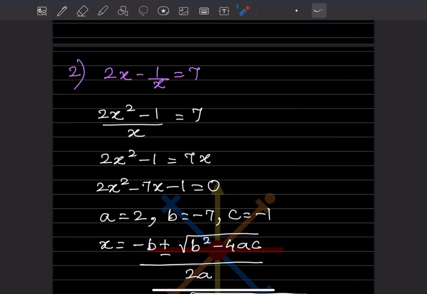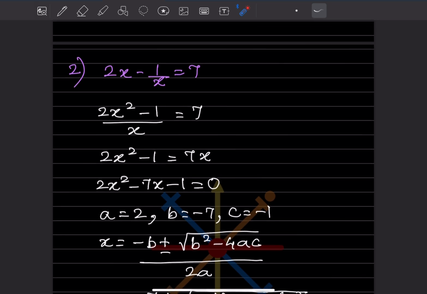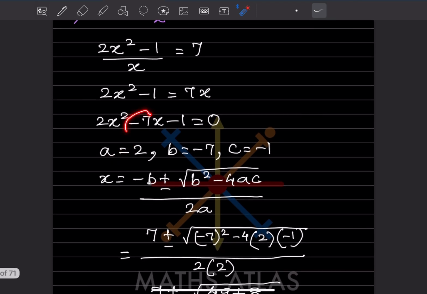Now here, 2x minus 1 by x is equal to 7. So what you have to do is multiply this by x. That will be 2x square minus 1 divided by x is equal to 7. So 2x square minus 1 is equal to 7x. So that will be 2x square minus 7x minus 1 is equal to 0. So a is going to be 2, b is going to be -7, and c is going to be -1. So this is the formula given.